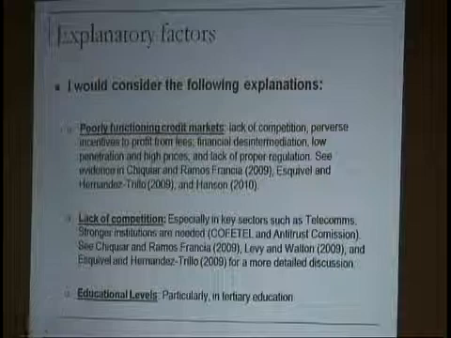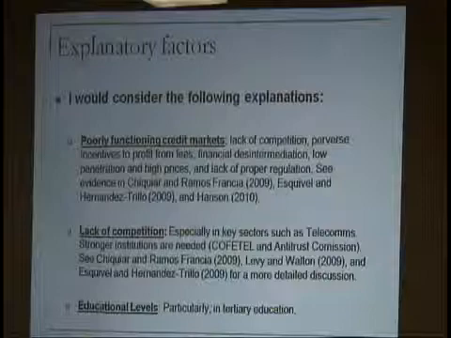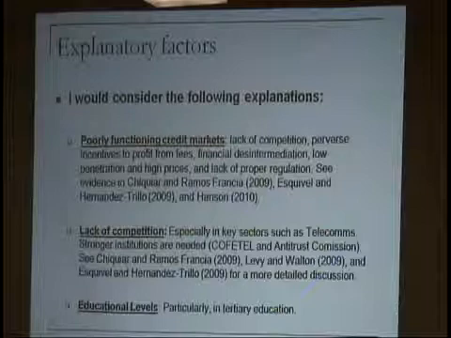So, to me, given what I just said, the only explanations that I really regard as important are the following three, which I think explain a lot of what has been happening. One is that we have poorly functioning credit markets, which is the first argument that Hanson mentioned, and some others have mentioned, or even Chiquiar and Ramos-Francia, although in the end they don't think it's quite important. But I think lack of competition in the credit market, the banking sector in particular, meaning that banks and the financial sector do not provide credit to the private sector, is very important.